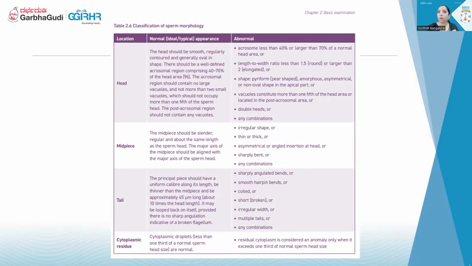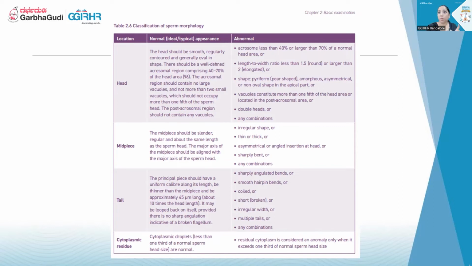So next would be cytoplasmic residue. These are seen as small droplet-like structures. If you are seeing them in the midpiece or in the tail, all these are classified in the abnormal category. Any residual cytoplasm is considered an anomaly only when it exceeds 1/3 of the sperm head size. So a smaller cytoplasmic residue, if it is less than 1/3, is okay, you can count it under normal, but more than 1/3, again, will be classified as abnormal.